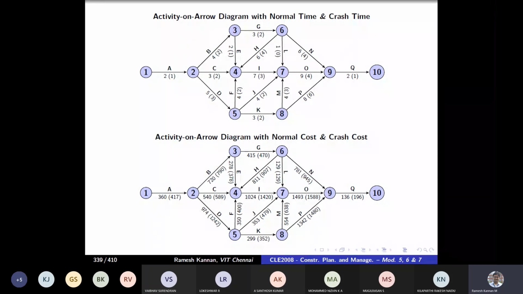One is the crash duration and the other is the normal duration. Crash durations are generally smaller and they are written within the brackets. Say within these brackets, 2 is the normal duration and 1 is the crash duration. So this gives us evidence of how we can proceed further. And so is the cost. The normal costs are given outside and crash costs are given within the brackets. So this is the time schedule and this is the cost schedule.